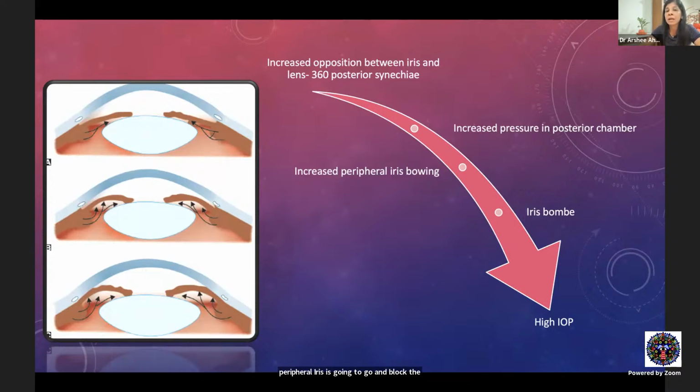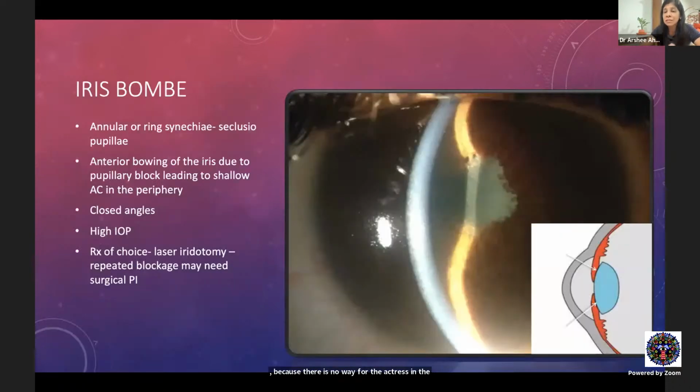So this is called a positional angle closure. That is because of the peripheral iris bowing forwards. This would now result in increased intraocular pressure because there is no way for the aqueous in the anterior chamber to flow out. So this condition is clinically called iris bombe.